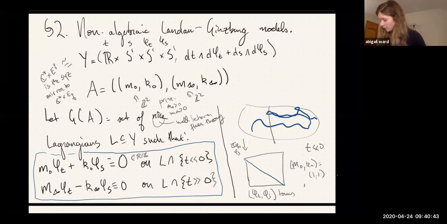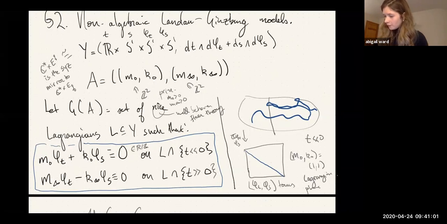But I wanted to say, if you know about Landau-Ginzburg models, this is a Lagrangian projection, right? This is not some sort of superpotential here. This is a Lagrangian plane, the phi t phi s plane. Okay.